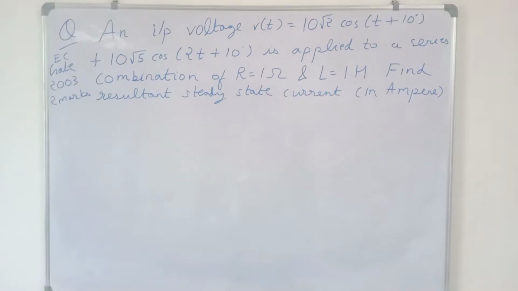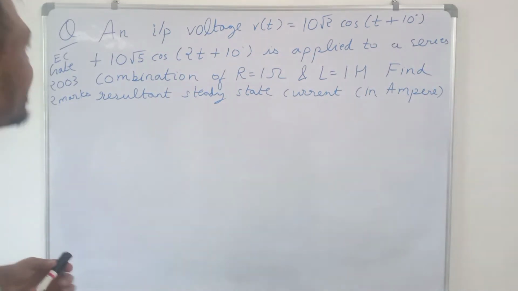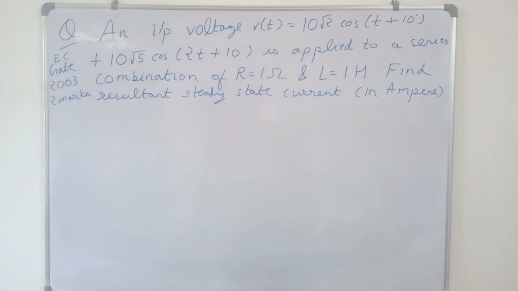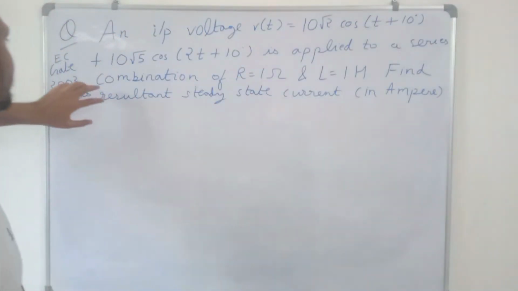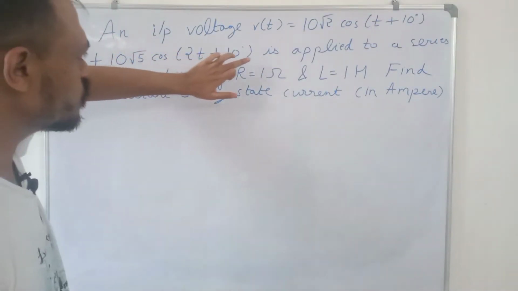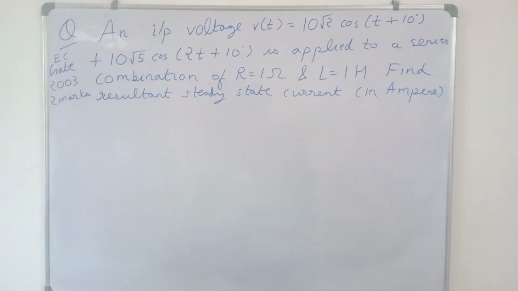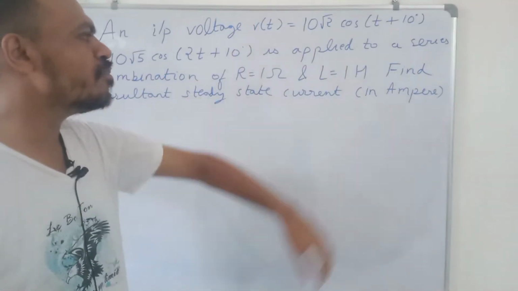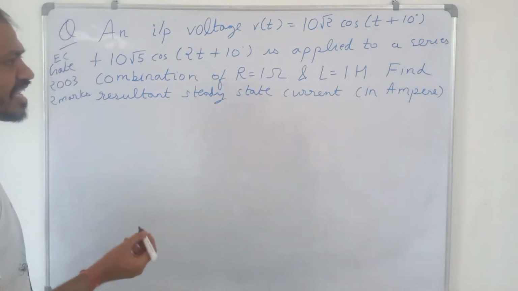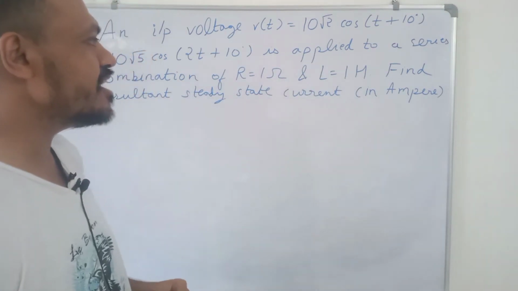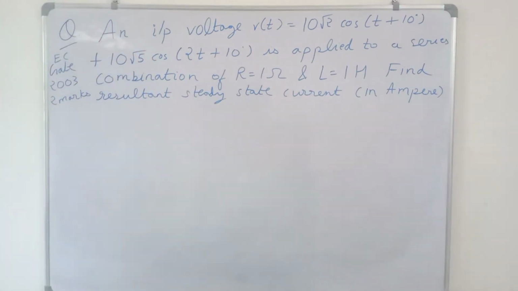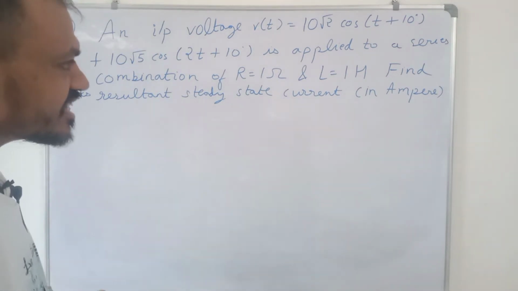So this question is from GATE 2003 Electronics branch. It was of 2 marks. It says that an input voltage V of t is equal to 10 root 2 cos of t plus 10 degree plus 10 root 5 cos of 2t plus 10 degree is applied to a series combination of R equal to 1 ohm and L equal to 1 Henry. So we are given a series RL circuit with R equal to 1 ohm and L equal to 1 Henry. We have to find the resultant steady state current in amperes.